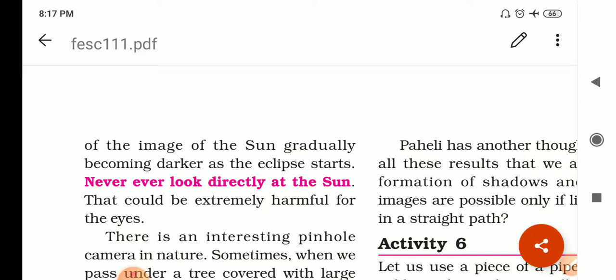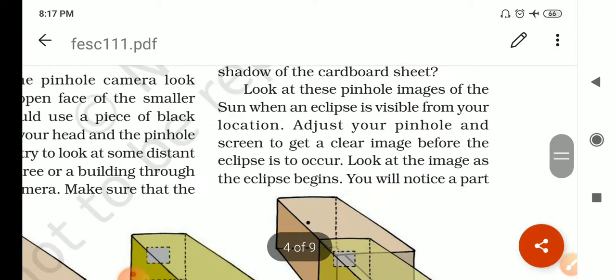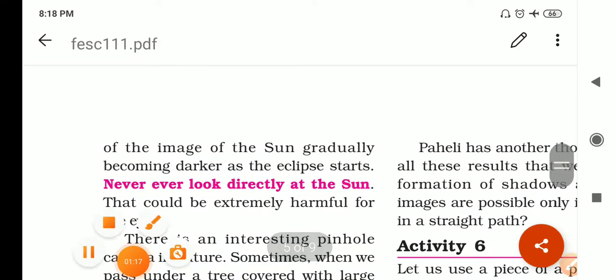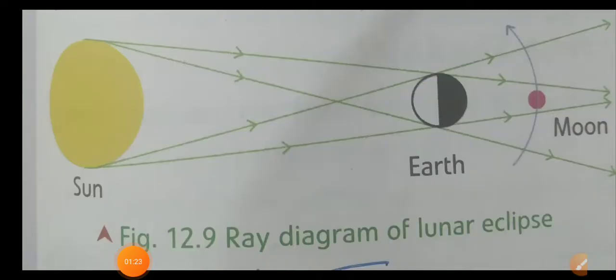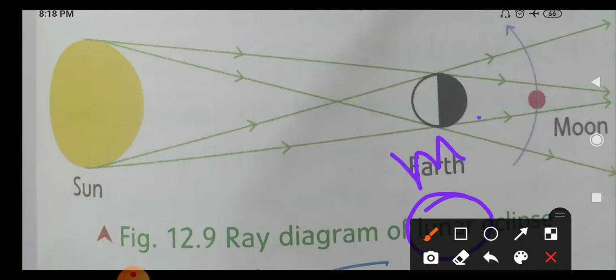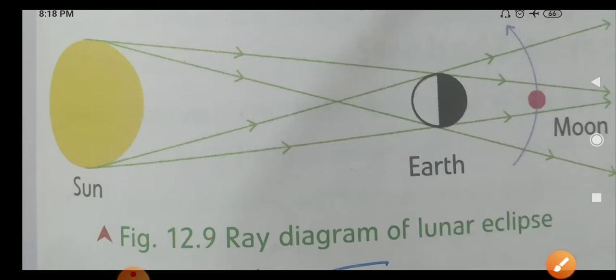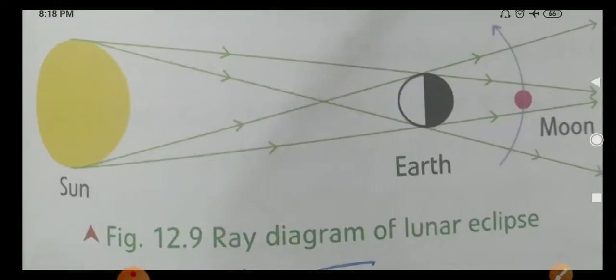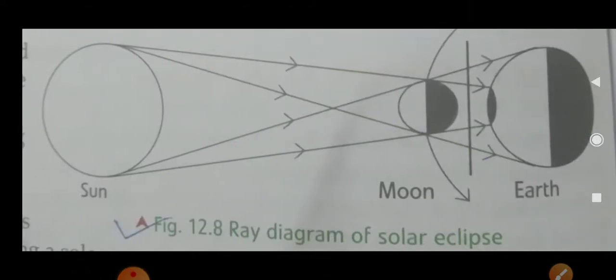Okay, now eclipse. I am telling about the eclipse, then how eclipses are formed, we will discuss about this also. Now see, this is a picture of the ray diagram of the lunar eclipse. Lunar eclipse means lunar, this word is related to the moon, right? And the second picture is of the solar eclipse. Solar means sun. Now see, first we will see about the solar eclipse.